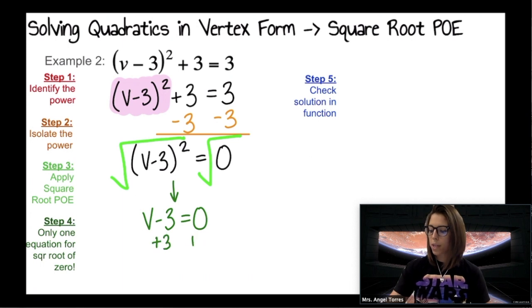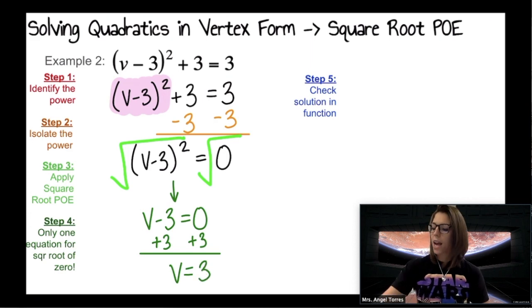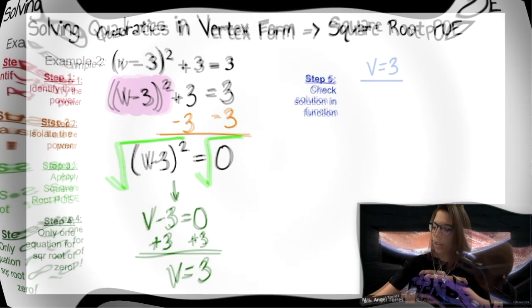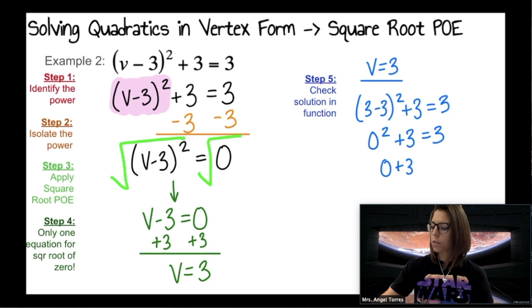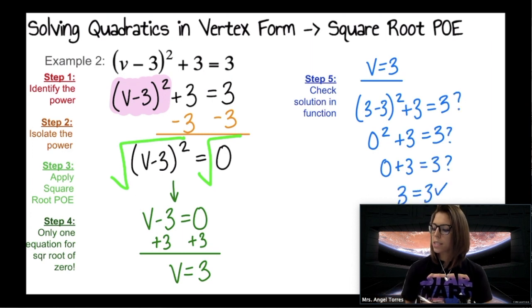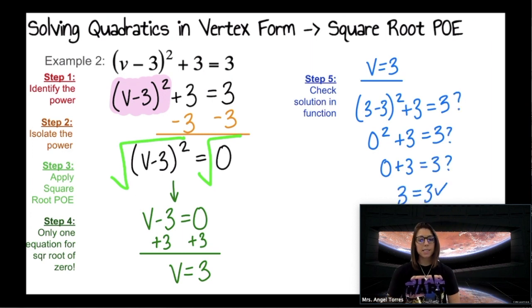So after some quick solving, we only end up with one solution, v equals 3, that now we're going to check. So here we go. 3 minus 3 squared plus 3 equals 3. 0 squared plus 3 equals 3. 0 plus 3 equals 3, and 3 equals 3. So it does appear that 3 is a solution here. So what does all of this mean?